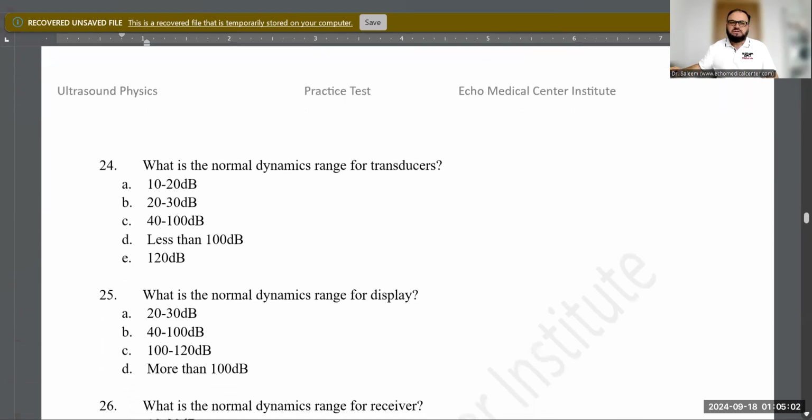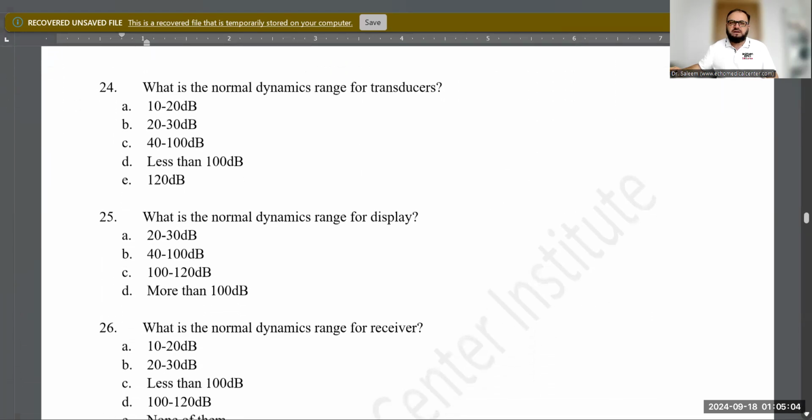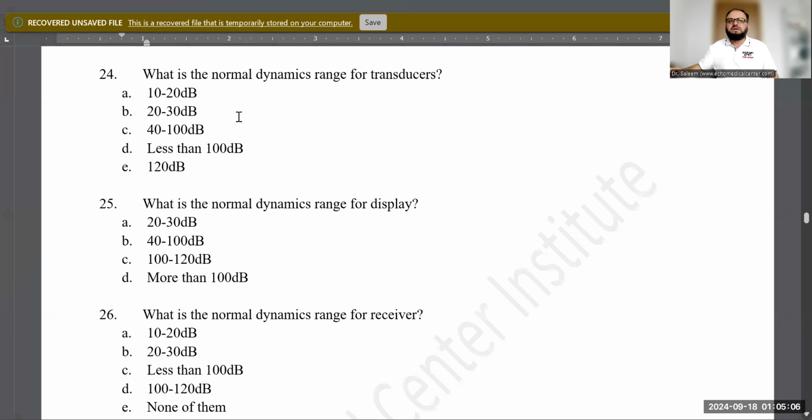Okay, so here is the question. The question is asking, what is the normal dynamic range for transducers? So what do you think now? Which one is the correct answer in this case for the transducers? How much capability does the transducer have to distinguish between shades of gray? Correct, 120 decibels, absolutely correct answer.